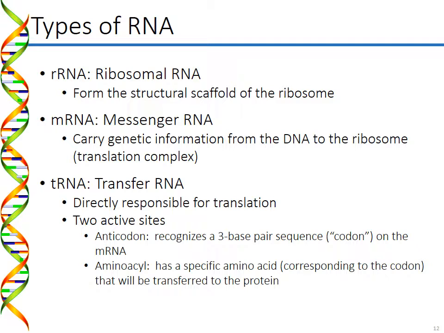And the tRNA has two active sites. One is the anticodon, which recognizes the 3 base pair sequence on the mRNA, and that's known as the codon. And the second site is the aminoacyl site that has a specific amino acid attached to it. And that amino acid that is attached corresponds to the codon, and that amino acid gets bound to the previous amino acid, hence creating the protein chain.